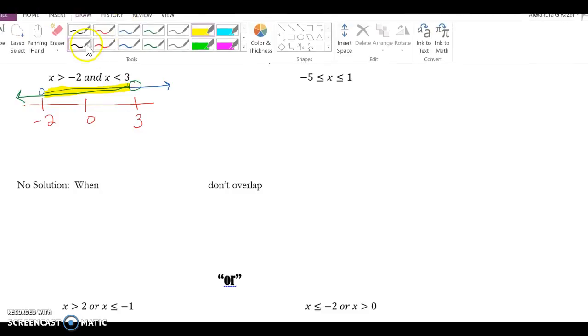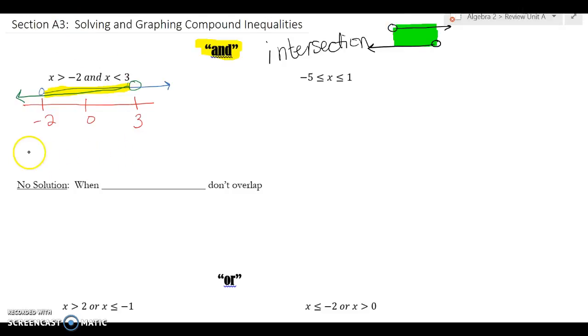So what you do for this is if I were to draw it nicely, I'd have the 0, -2, and 3. And it'd be open circles, and the overlap is right here in between. And so that's the intersection. Over here, the same one, it does the same thing. It says the same thing.